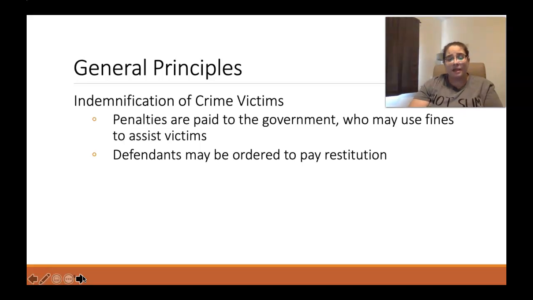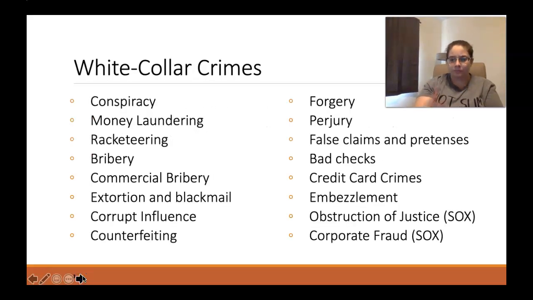Moreover, defendants can be ordered to pay what's called restitution. So basically, restitution, conceptually, is to place the victim where they were had the crime never occurred, right? Our whole job is to make them whole when we talk about paying restitution. So that can also be a penalty that is imposed in criminal cases.